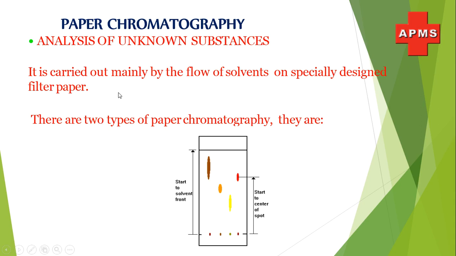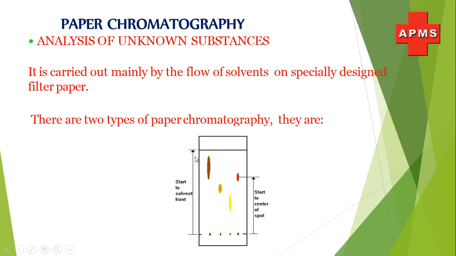So this technique is carried out mainly by the flow of solvents. These solvents work as the mobile phase on a specifically designed filter paper, a filter paper which is made up of cellulose. These filter papers are available in different types depending on their pore size and other things. So with the use of these filter papers as the stationary phase, we set up the paper chromatography experiment.